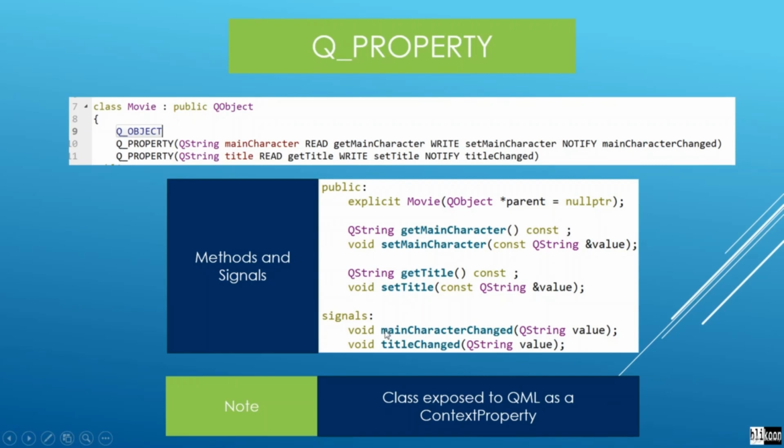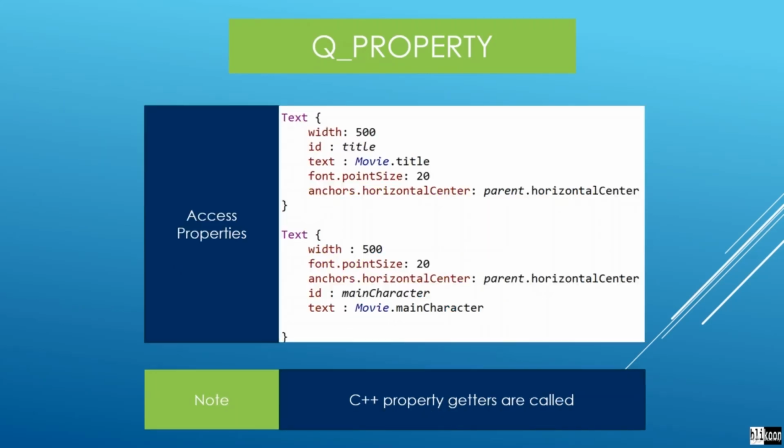And you see the setter and getter methods here, and you see the signals implemented here. And one other thing you should know, we are going to expose this class as a context property, and we are going to have things wired automatically for us. Okay, we just talked about the C++ side of things.